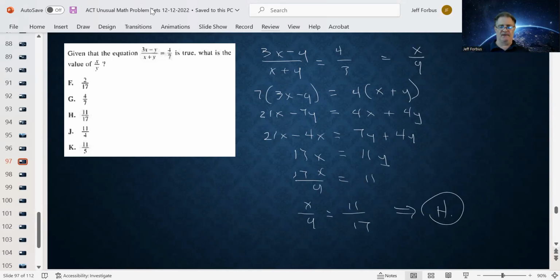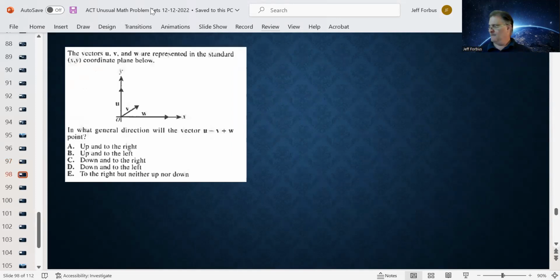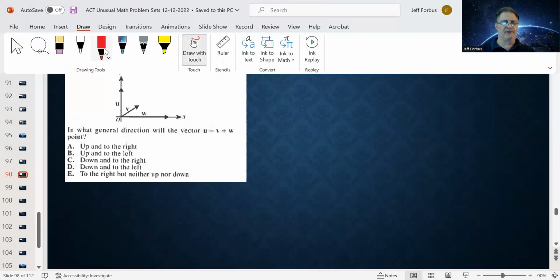All right, let's move on to the next question. So this is a vector graph. And I think what I'm going to do is just write on the picture here. So let me change my pen colors. I'm going to change that to red.